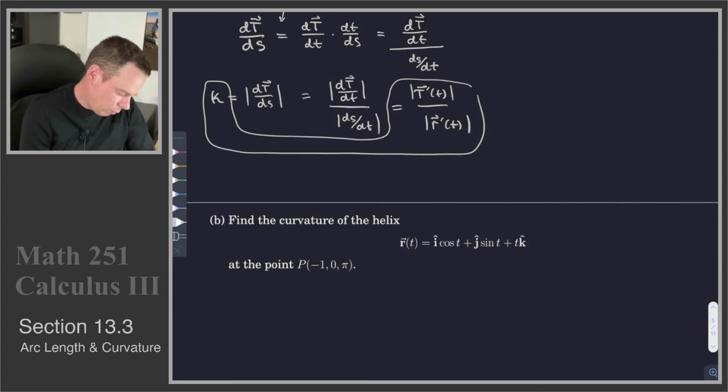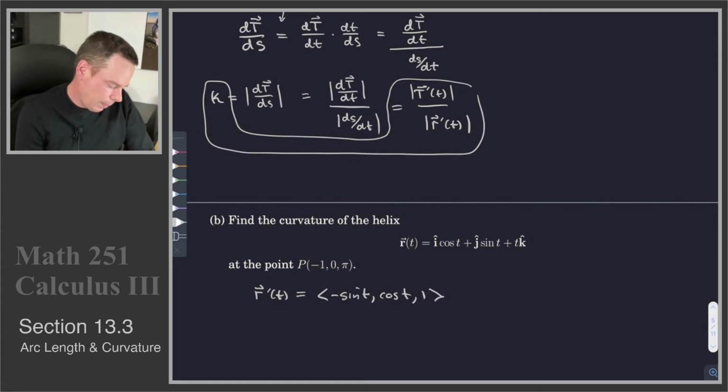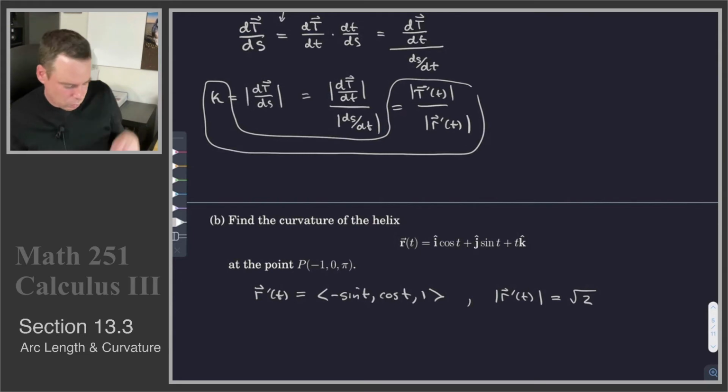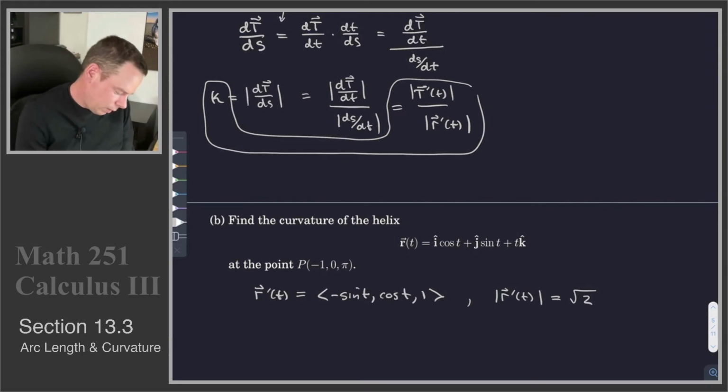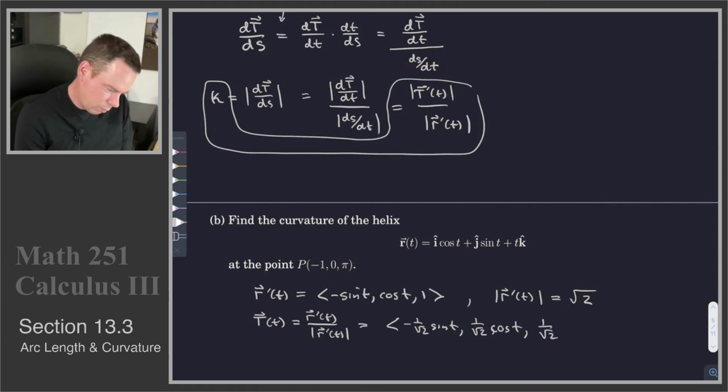In order to do this, we would need to first find the derivative. So that's negative sine t, cos t, 1. And then once I've found the derivative, I need to know the magnitude of that, because that's a part of the formula that I'm going to be using above. So the magnitude of this is, as usual, the square root of 2. What else do I need to know? Well, I need to know the unit tangent vector. The unit tangent vector is the tangent vector divided by its length, so that's the tangent vector divided by root 2. So it's negative 1 over root 2 sine t, 1 over root 2 cos t, and 1 over root 2.